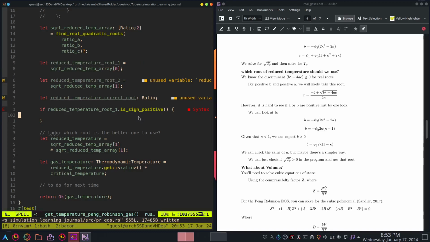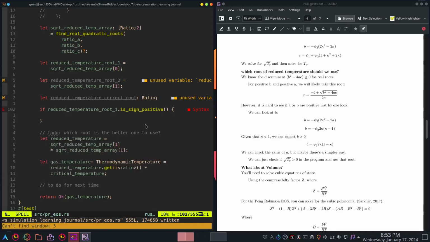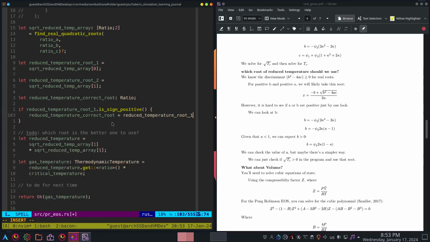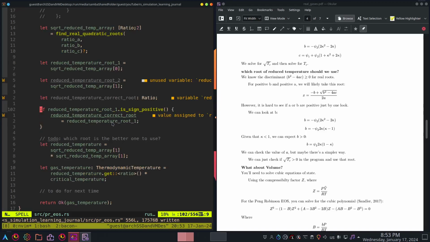So if the sign is positive, we should be able to assign this value to the correct root. Reduced temperature correct root equals reduced temperature root 1. So the first part here is to check if the first root of the reduced temperature is positive. If so, we use that root.